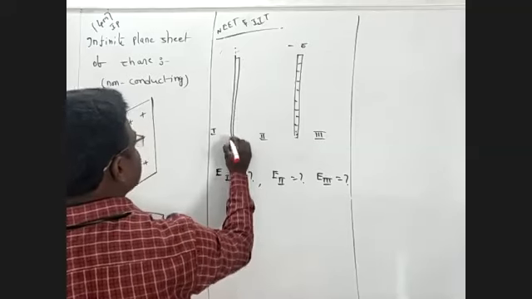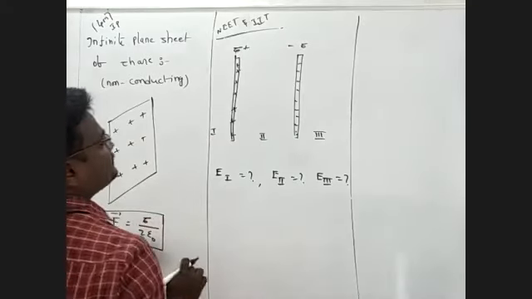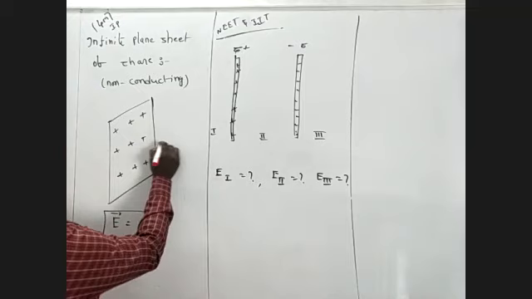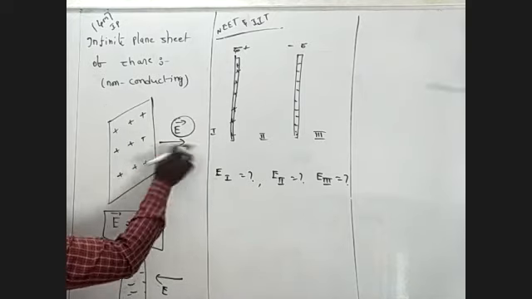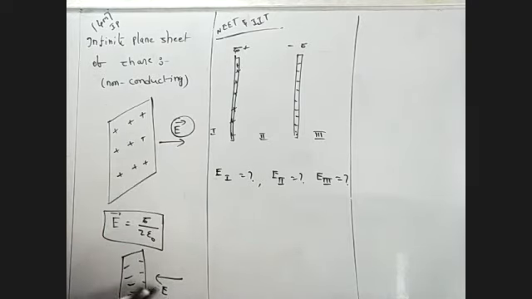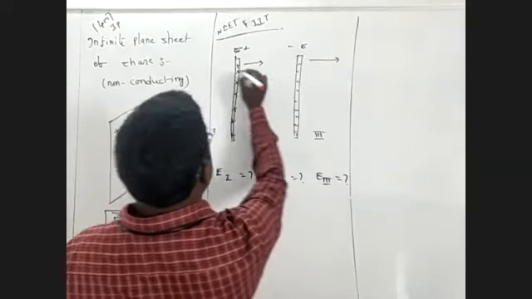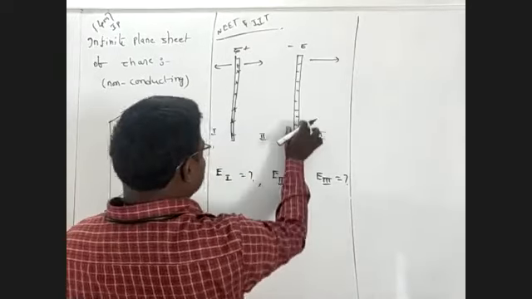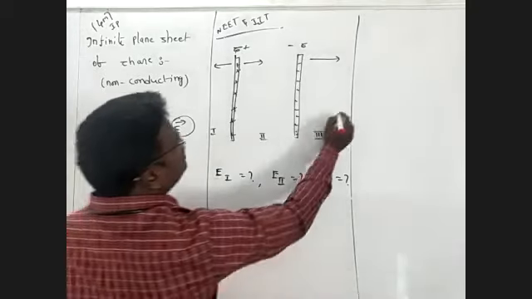See the direction of the electric field. This is a positive plate. For a positive plate the direction of electric field is always outward. For a negative plate the direction of electric field is inward. Here also, for the positive plate the direction is outward, and for the negative plate the direction of electric field is inward.